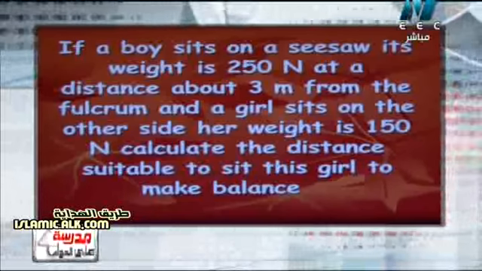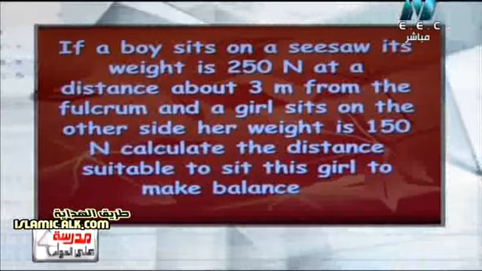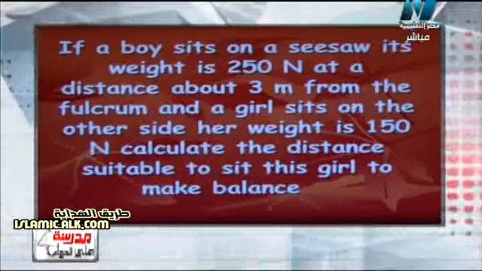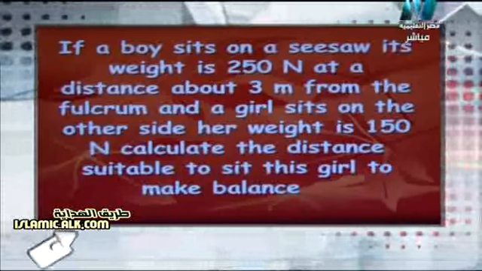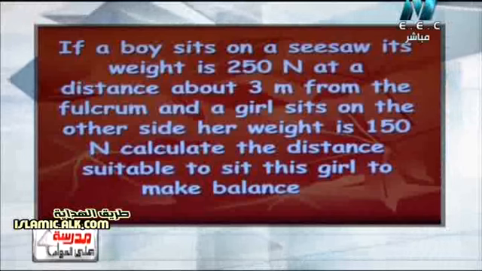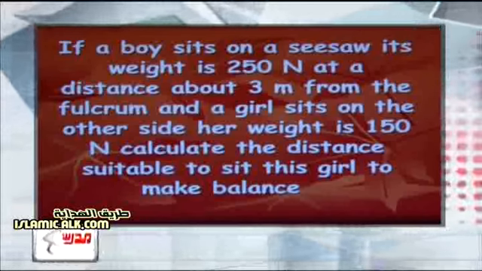If a boy sits on a seesaw, his weight is 250 Newton at a distance of about 3 meters from the fulcrum, and a girl sits on the other side. Her weight is 150 Newton. Calculate the suitable distance for this girl to sit to make balance.